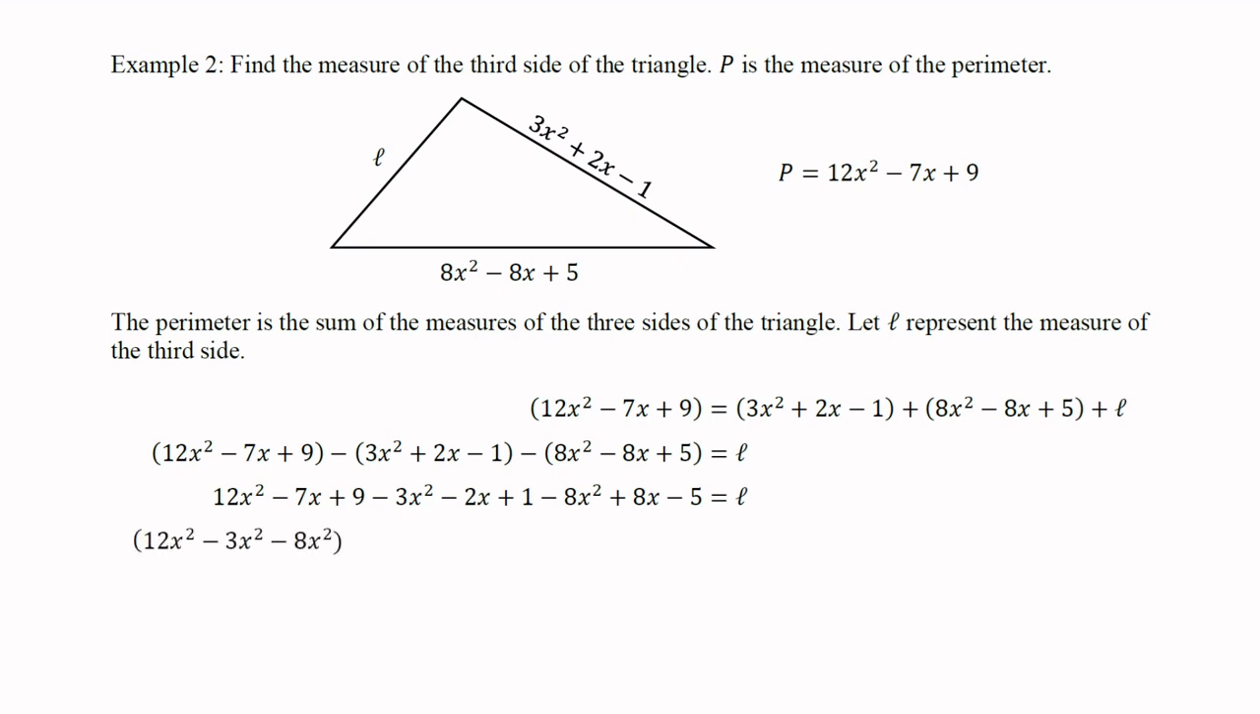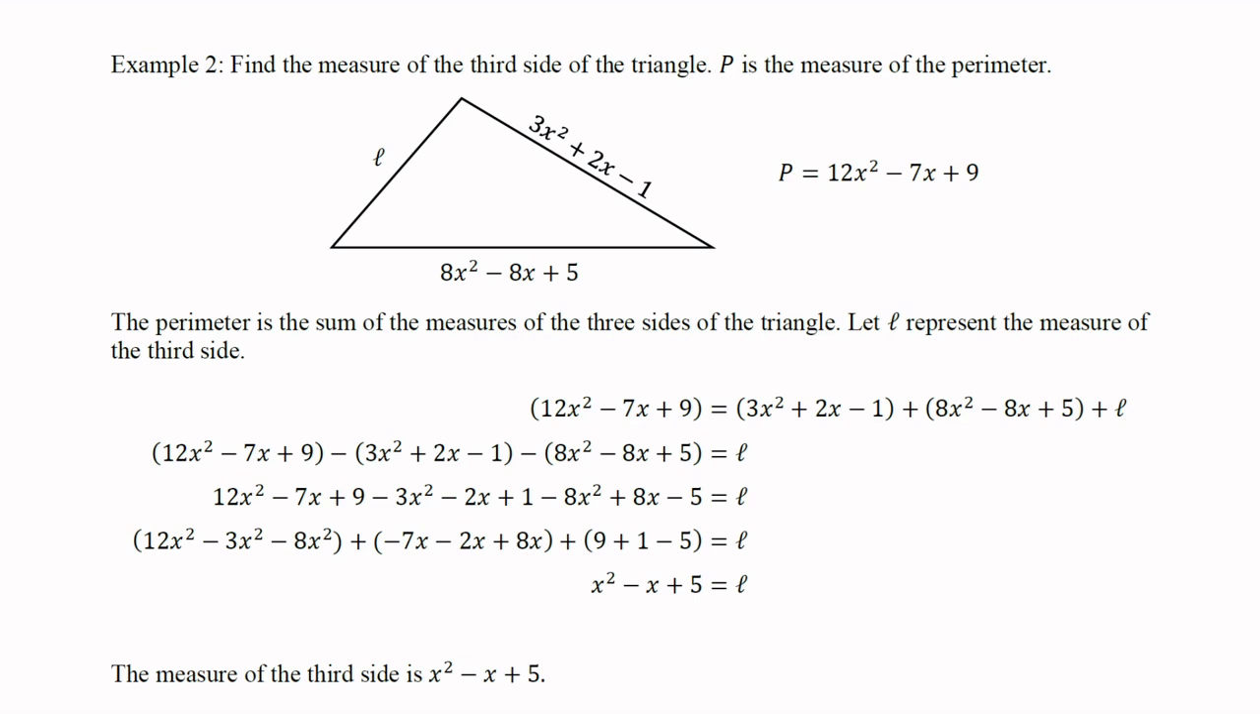Now we will collect our like terms, and then finally combine our like terms, which gives us x squared minus x plus 5. So the measure of the third side is x squared minus x plus 5.